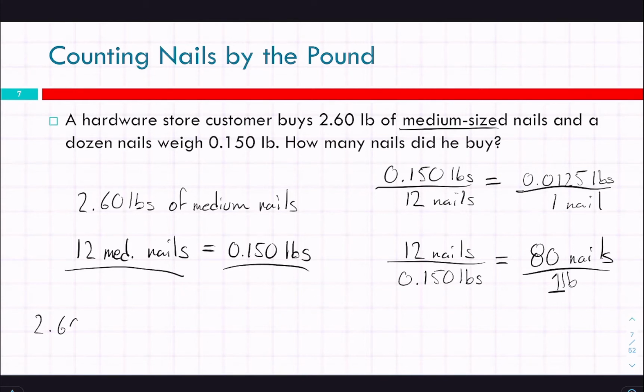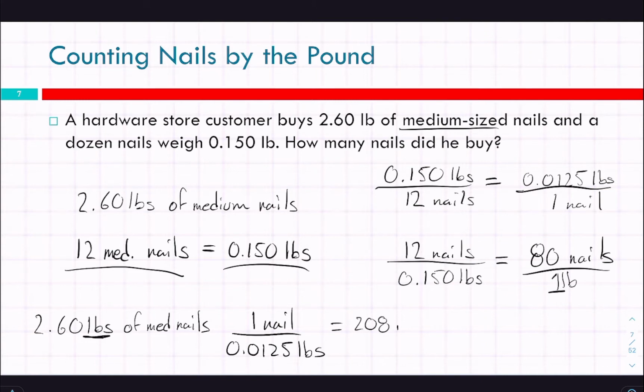If we have 2.60 pounds of medium nails, we want to convert that into how many nails we have. So we do 2.60, and then let's use the 0.0125 pounds per one nail. Sorry, I did that upside down. We have to flip this, because nails is the unit we want, so nails goes on top. Here we have units of pounds on the bottom, 0.0125, the weight of one nail. So now I do 2.60 divided by 0.0125, which is 208 nails.